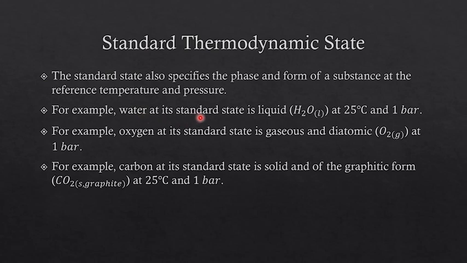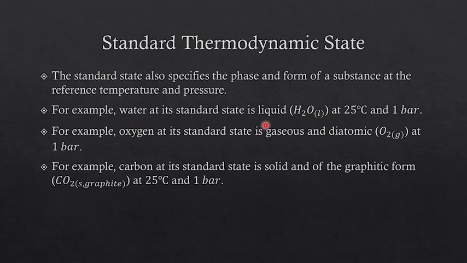Water at its standard state is liquid at 25 degrees Celsius and 1 bar. I have mentioned earlier that 25 degrees Celsius and 1 bar are our standard thermodynamic states, and at these conditions, water is at the liquid state. Okay? The liquid phase is its most stable phase at these conditions. Therefore, the standard state of water, to be exact, is 25 degrees Celsius, 1 bar, and in the liquid phase. Okay? Those are very important information for us to specify for the standard state of a substance.